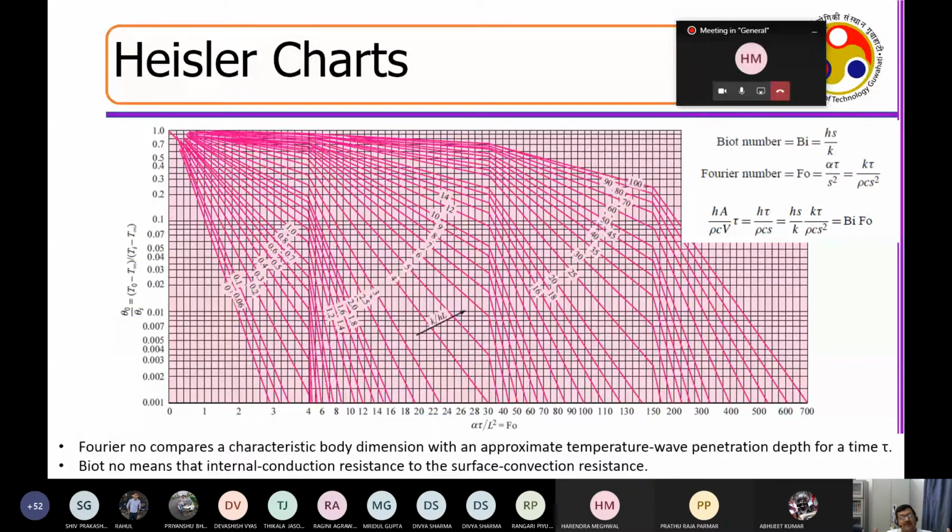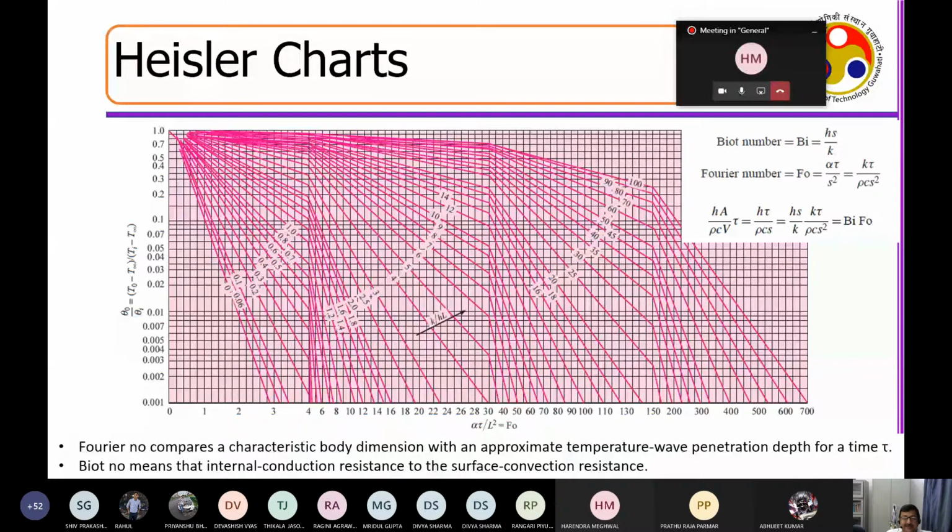See, suppose in a problem, I will give the dimensions of the metal, and I will give you the density and capacity and all these things. And I will tell you, suppose after 20 seconds, what will be the temperature? Looking at this plot, you can really identify the temperature, the heat flux, the temperature at the boundaries, and the temperature at any space inside. That is the beauty of the chart.